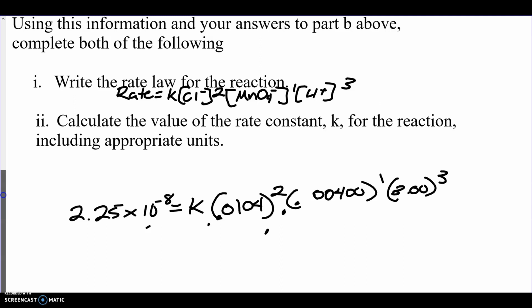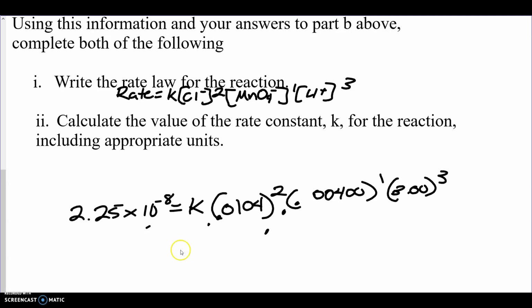So if we go through and calculate the value of K, which is pretty straightforward, we take 0.0104, multiply by 2, square it, 0.00400 to the 1, and then 3 to the third, and we calculate that value, divide it over on this side, and we get a K value. So take a second, calculate that out real quick.